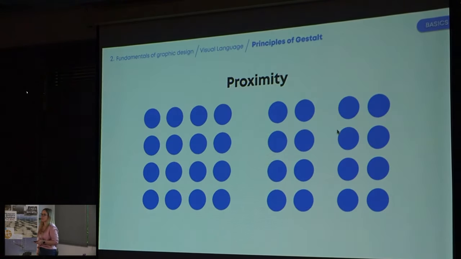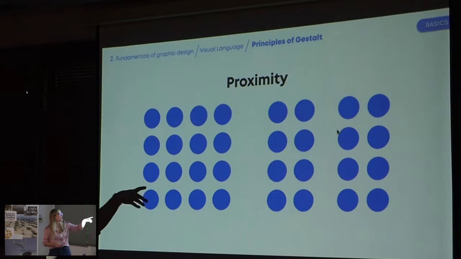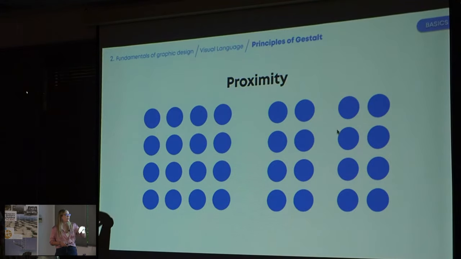Another principle is the one of proximity. Here, our brain ties together elements that are close to each other. So for example, on the right, we can see that by just adding a little bit of space in between the circles, our brain immediately identifies two separate columns rather than a group of circles.